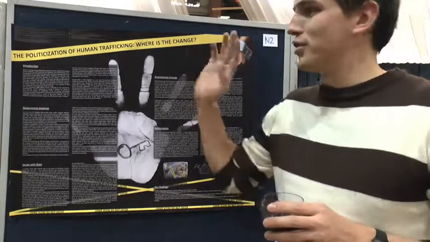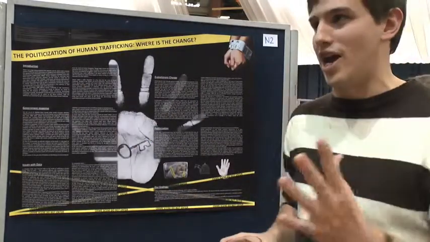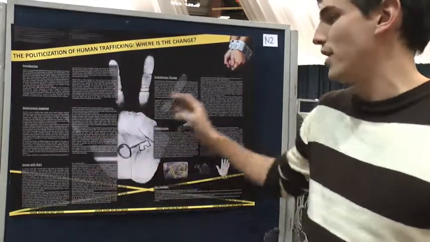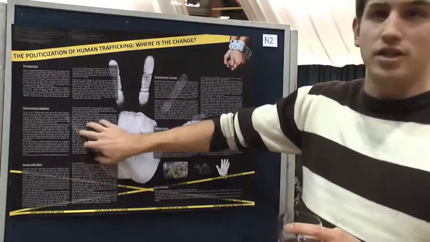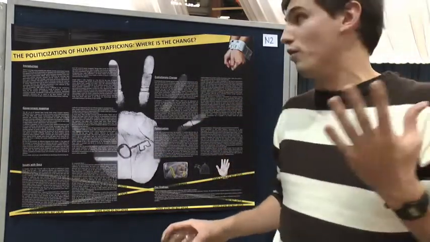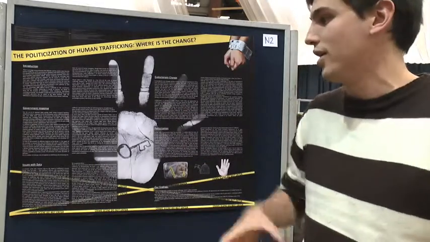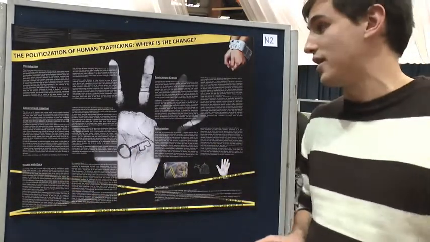Hi there, this is our poster. We did the politicisation of human trafficking and looked at it from a perspective of change. We've got four main sections as well as an introduction and findings. This is a descriptive section which looks at some of the current government responses to the issue of human trafficking, followed by a section which describes some of the issues and problems with the data.